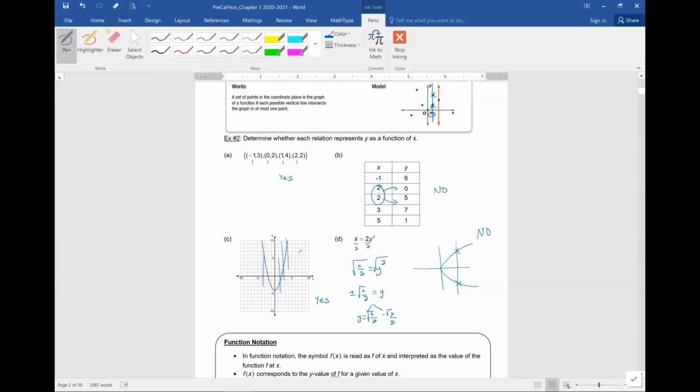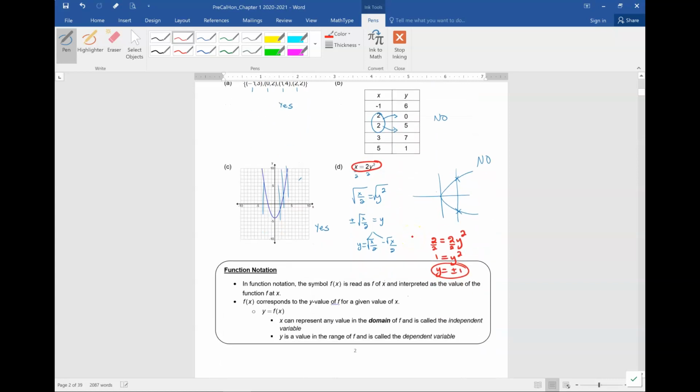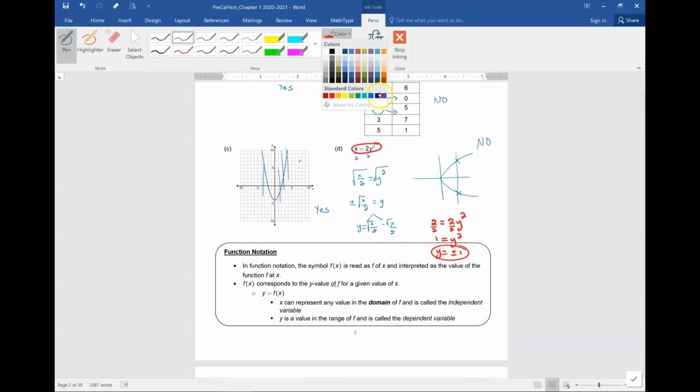Also, if you put in an x value here, suppose you said, okay, what if x is equal to 2? Put it in the equation. If you solve this for y, you get 1 equals y squared, so y is plus or minus 1. And as long as you get two y values for one x value, it is not a function.